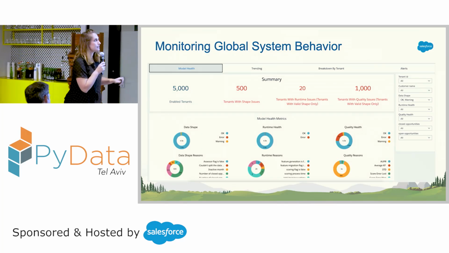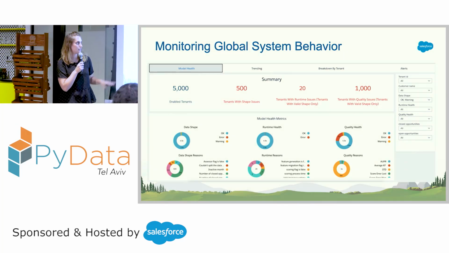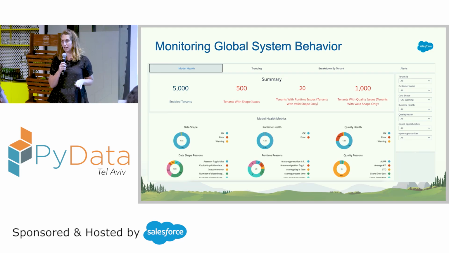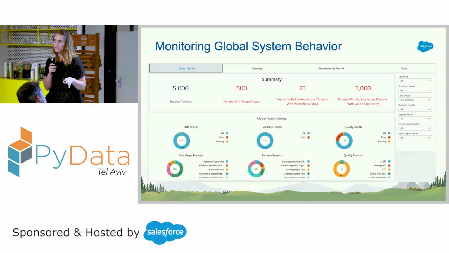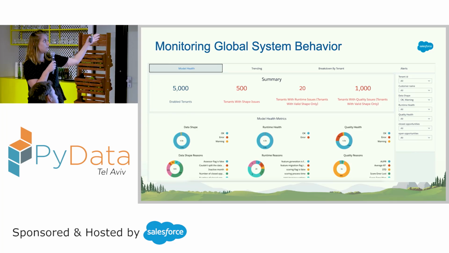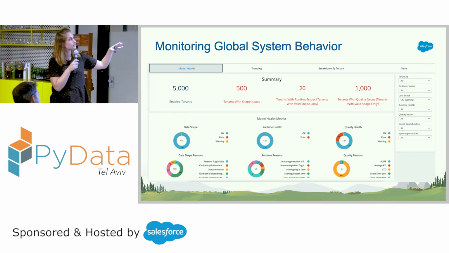Okay, this is our main page. This is the dashboard, and you can see it contains 4 different tabs. Each tab has its own functionality, and we are going to cover it during this demo. The main tab, the Model Health tab, starts with a summary.